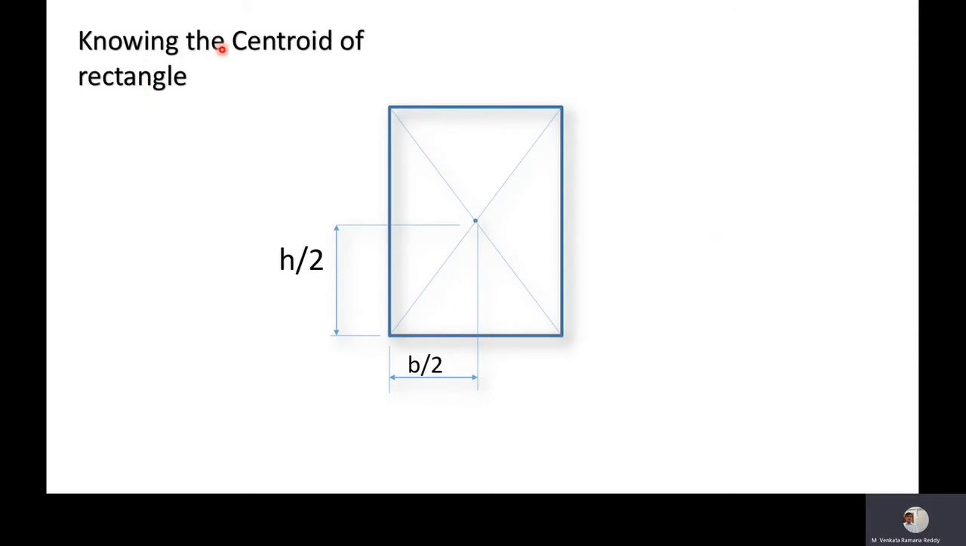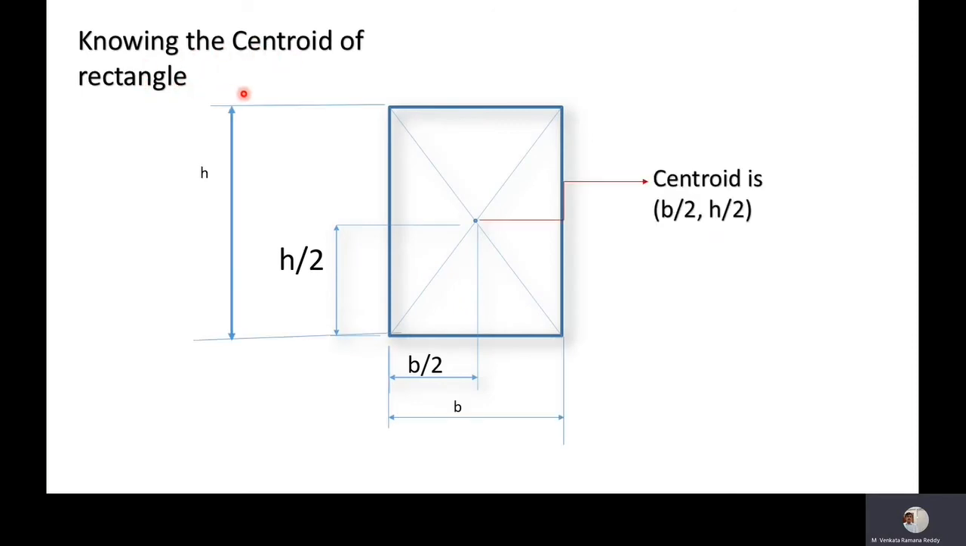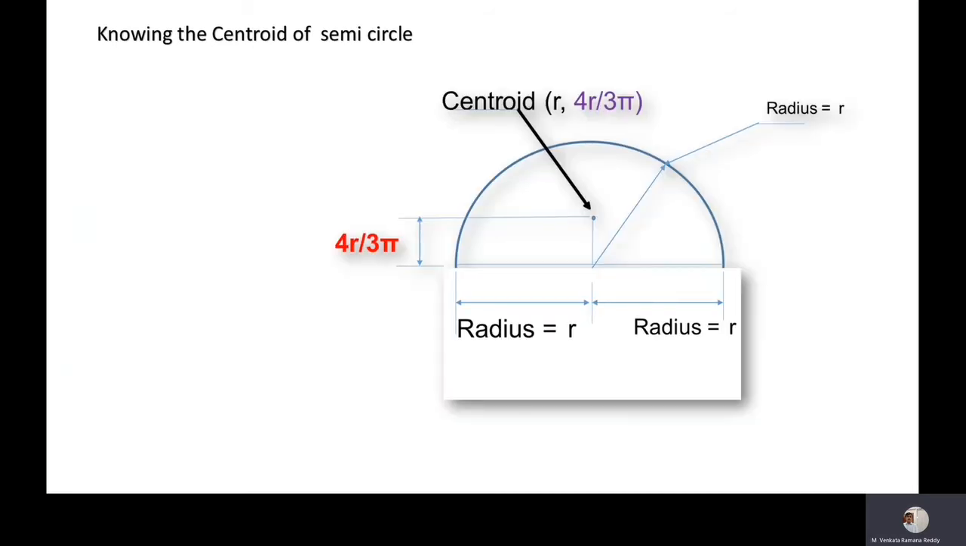First, knowing the centroid of rectangle. b is the breadth, h is the height, then centroid is b by 2 and h by 2 for a regular rectangle. Knowing the centroid of a semicircle. This is a semicircle. The centroid location is here. It is at a distance 4r by 3 pi from the x-axis and r from the y-axis. So the coordinates are r and 4r by 3 pi.